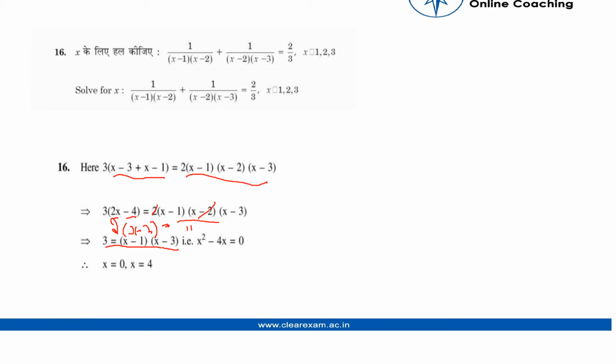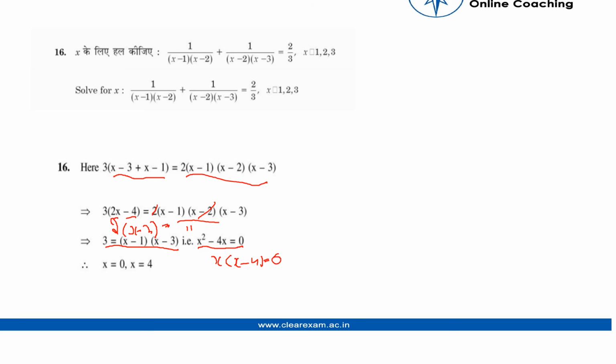And when we multiply these two terms, we get the equation x squared minus 4x is equal to 0. And when we take x common, we are left with x into x minus 4 is equal to 0.